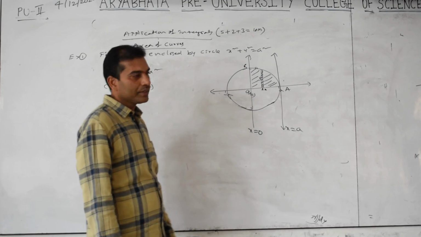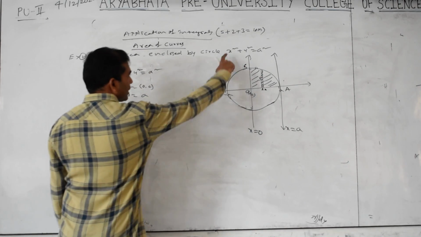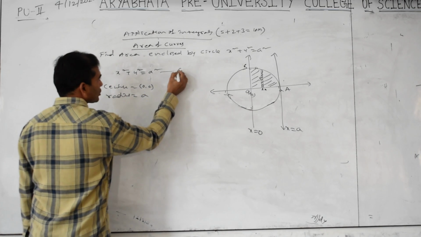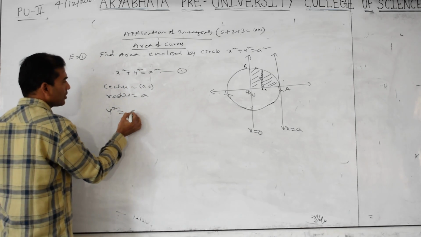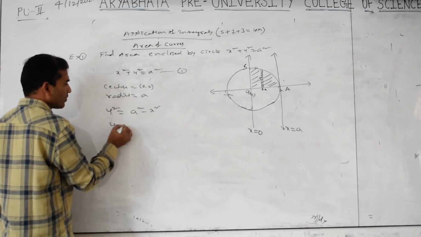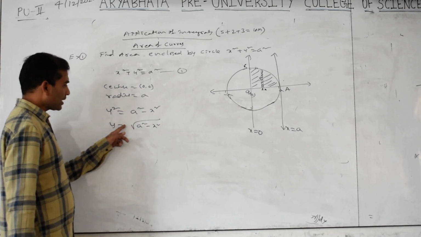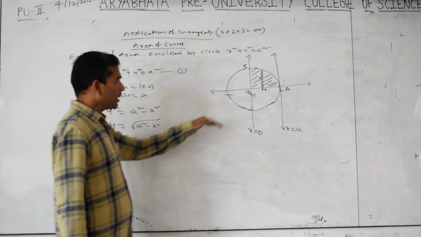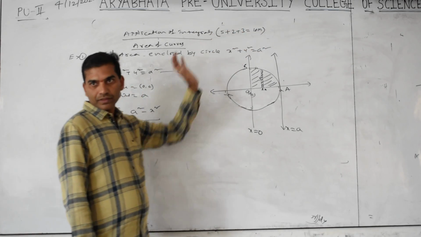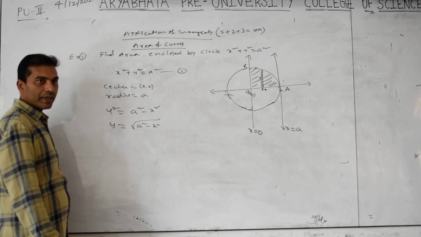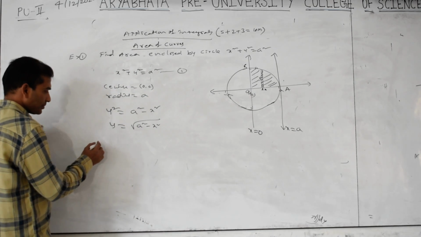Right? Now we want y from x square plus y square equal to a square. The y square equal to a square minus x square. So y is equal to root of a square minus x square. Positive or negative: minus shows down, plus represents up. Are you following?